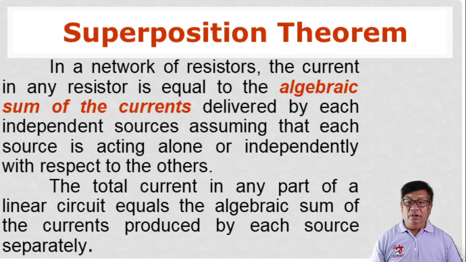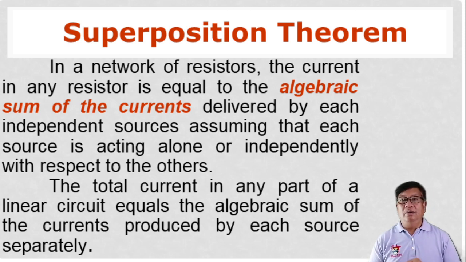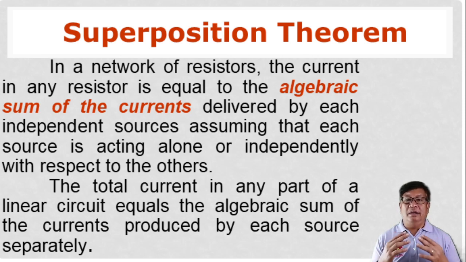Now, to continue, let us discuss superposition theorem. Accordingly, superposition theorem is applicable for several voltage sources also, no? In a network of resistors, the current in any resistor is equal to the algebraic sum of the currents delivered by its independent sources. So take note that we will have independent sources. It might be voltage sources or it might be a current source.